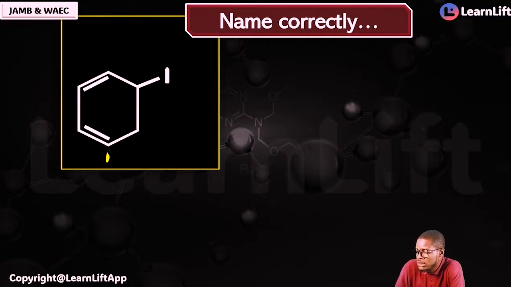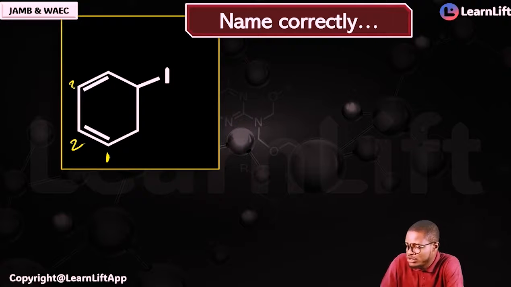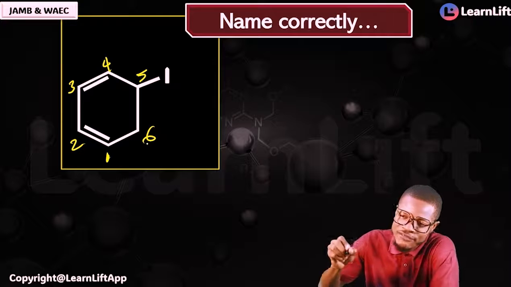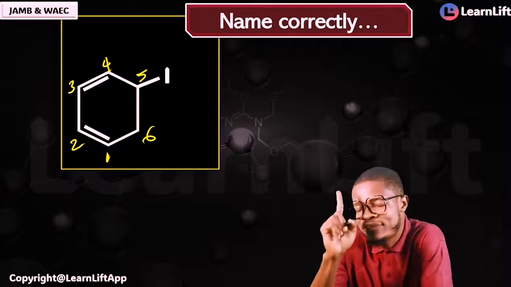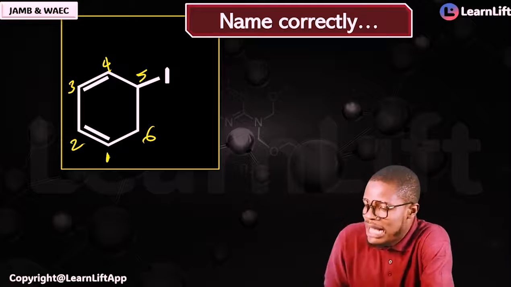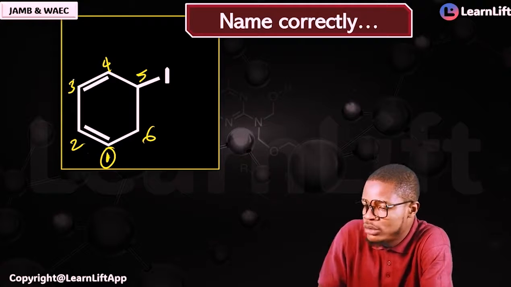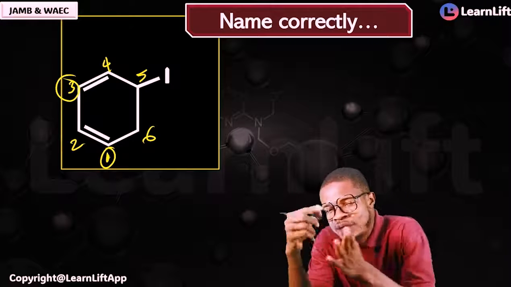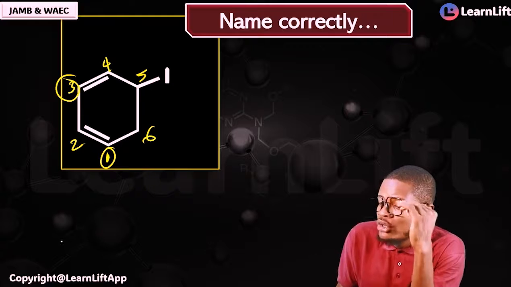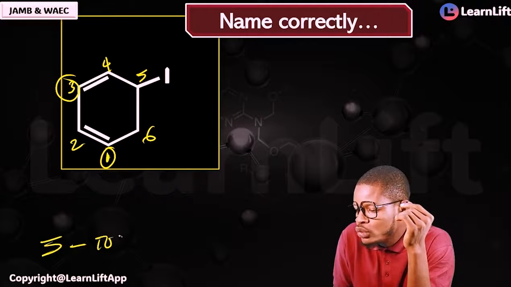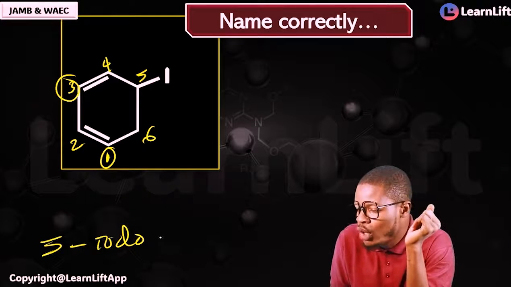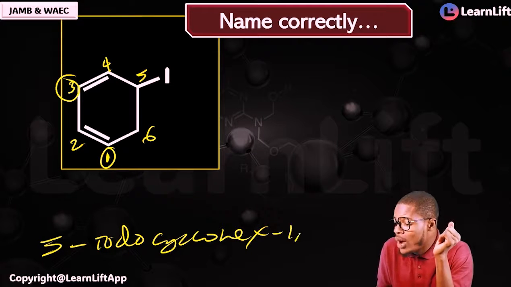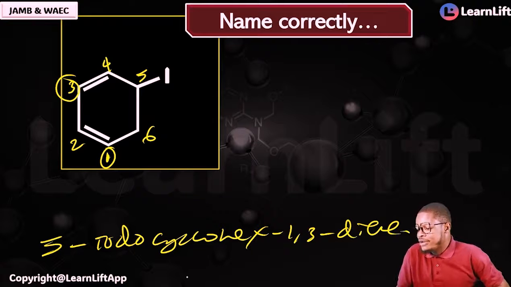Here is your 1, here is your 2, here is your 3, here is your 4, here becomes 5, and here is 6. You see, we have counted the double bonds perfectly well. We have captured them inside. So carbon 1 owns the double bond, carbon 3 owns the double bond, not 1 and 5, but now 1 and 3. Then iodo is on 5. So the true name is 5-iodo what? Cyclohex. How many double bonds there? 1,3-diene. That's the name. Very simple, easy and direct.